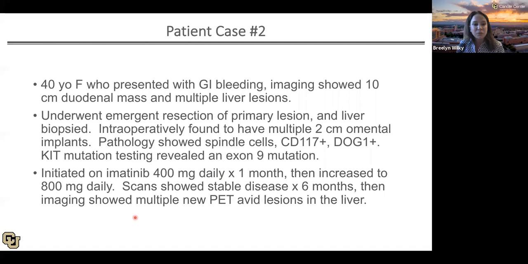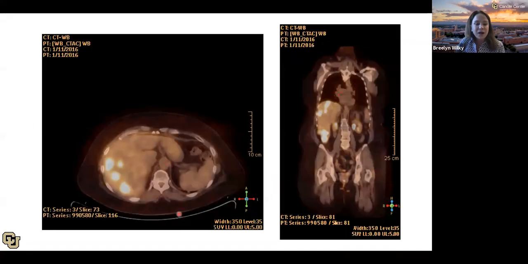However, imaging then showed multiple new PET-avid lesions in the liver, concerning for progression of disease. Here's a PET scan, the same type of imaging, but you can see these bright orange areas that represent the tracer being taken up by active tumors. So here you can basically see the areas of new disease that are present and glowing, which are concerning for resistance to imatinib.